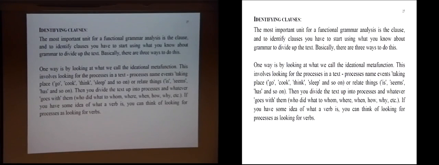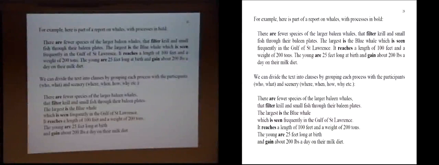So we're looking for the processes. The processes name events taking place like go or cook or think or sleep, or they relate things, like this is hard, or this is a book, or this seems hard, or has, and so on. And then you can divide up into the processes and whatever goes with them. So we think of who does what to whom. If you've isolated what's being done, then you can see who's doing it and who it's being done to. So that's the who, what, where, when, and why. If you have some idea what a verb is, then you can start looking for process in terms of the verbs. So let's look at this one text.